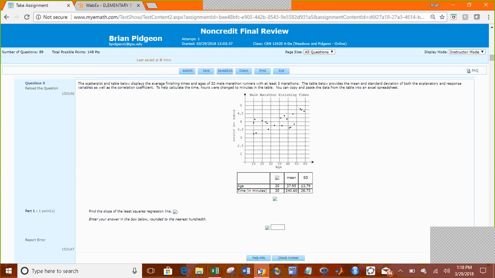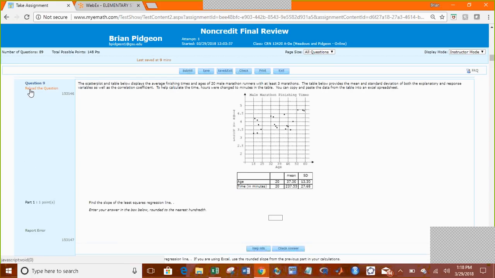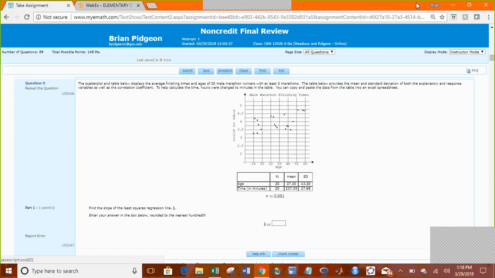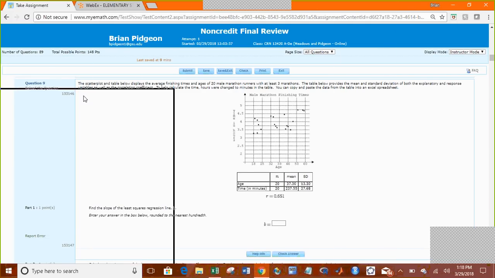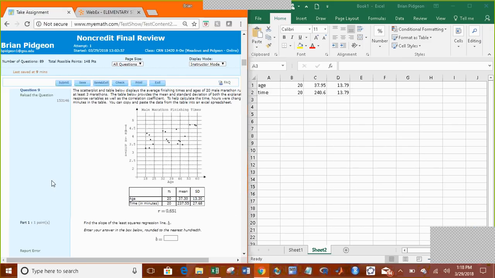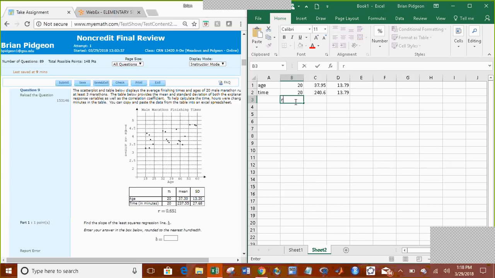Is there a way to refresh the question? Reload. There we go. So if that happens, just reload the question. If you're taking a test, if that ever happens, just right next to it is reload. But I'll make sure I look into that more.